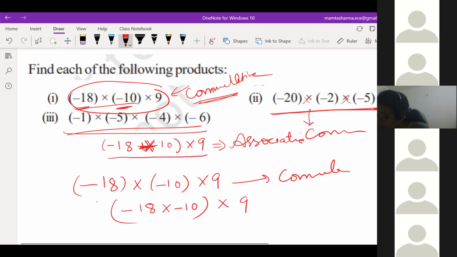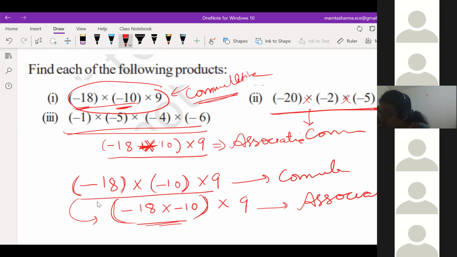Can we do it for this multiplication? Yeah, if we do the grouping for these numbers, then it will satisfy the associative property. Since here grouping is not done, here they have written them in individual brackets, that's why the associative property will not be satisfied for this question. Correct? Okay.